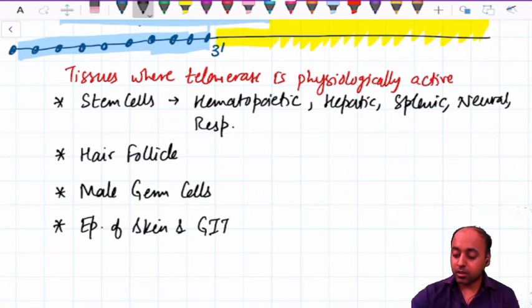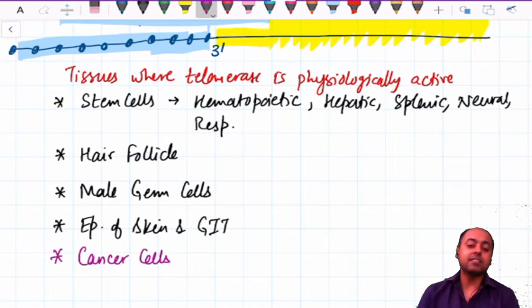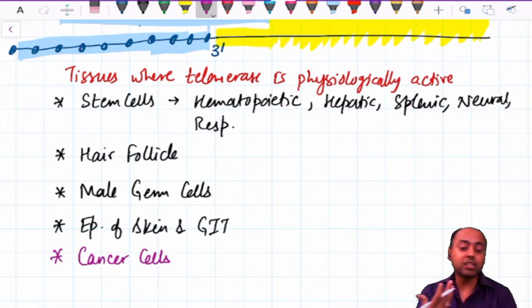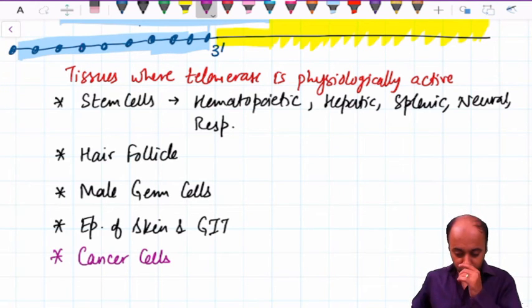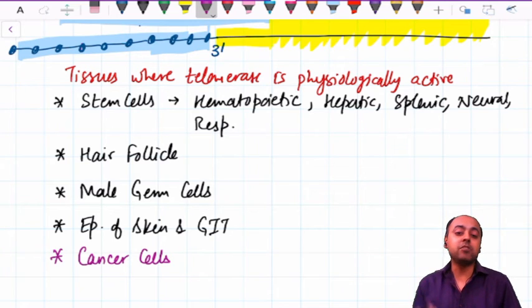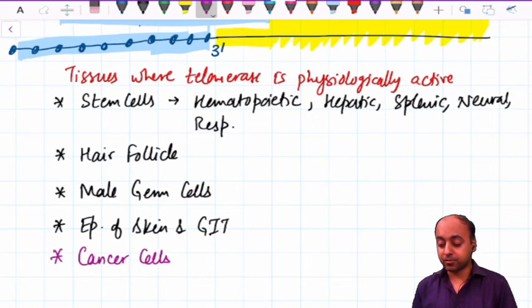And one very important additional name which you should not forget is the cancer cells. The cancer cells have activated telomerase, which helps them to bypass the process so that they can keep dividing unlimited number of times. So cancer cells also have activated telomerase, irrespective of their origin. They have activated telomerase, which helps them to bypass the apoptosis. Alright, so this is about the telomerase, how it helps to counter the ill effects of the loss of telomere, and how the stem cells can keep dividing unlimited number of times.